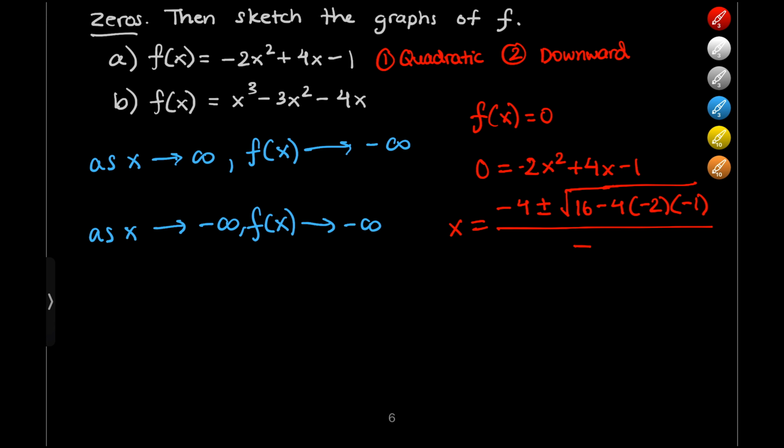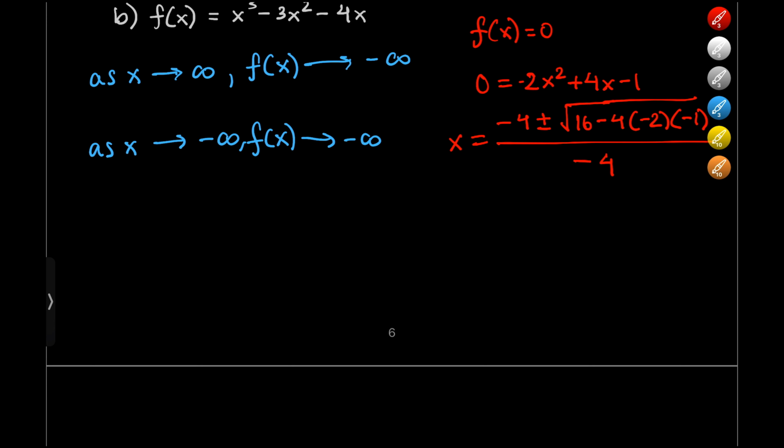And 2 times negative 2 is negative 4. Simplifying that out, we get x is equal to negative 4 plus or minus the square root of, so this becomes 16 minus 8, so it becomes square root of 8 over negative 4.